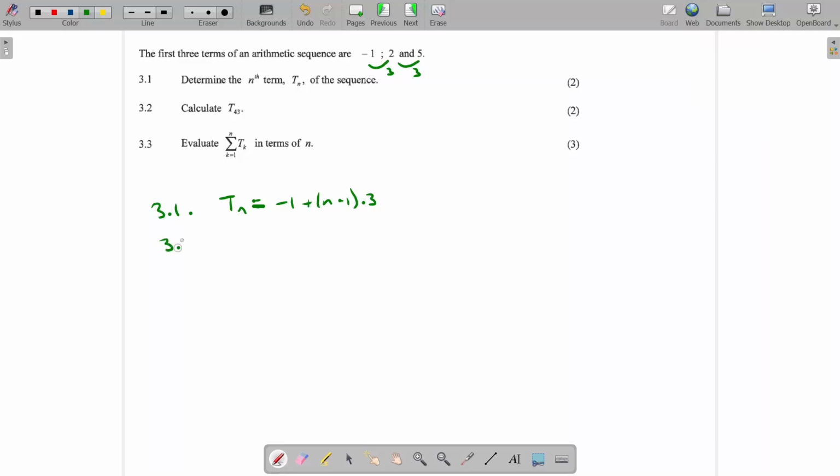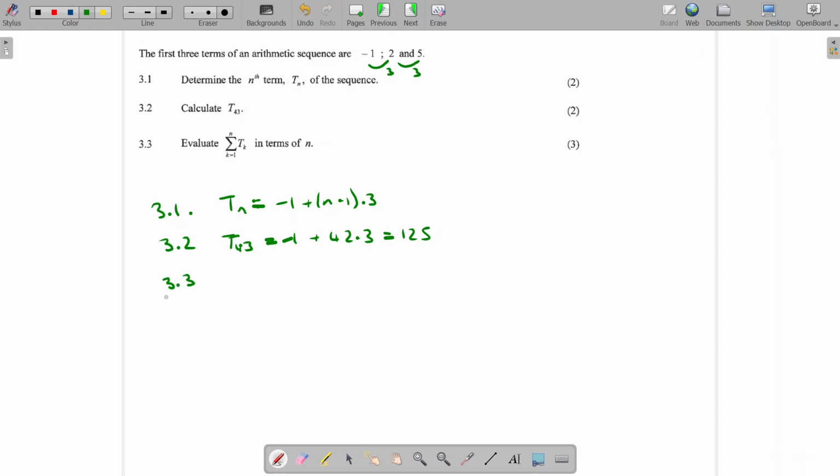To find 3.2, we now know that all we have to do is substitute in 43. So we're going to get minus 1 plus 42 times 3, which is 126. So I'm getting an answer of 125. Again, only worth 2 marks. So right now, this was fairly friendly.